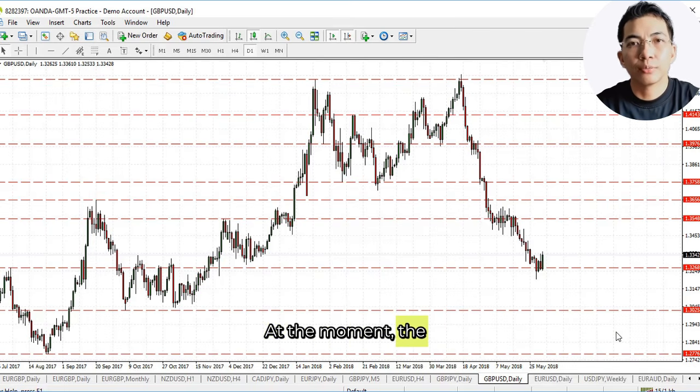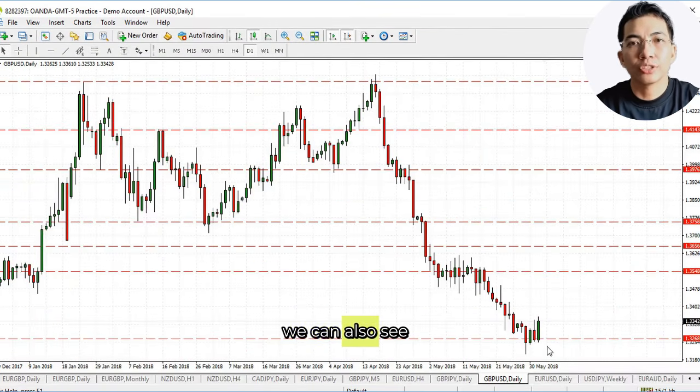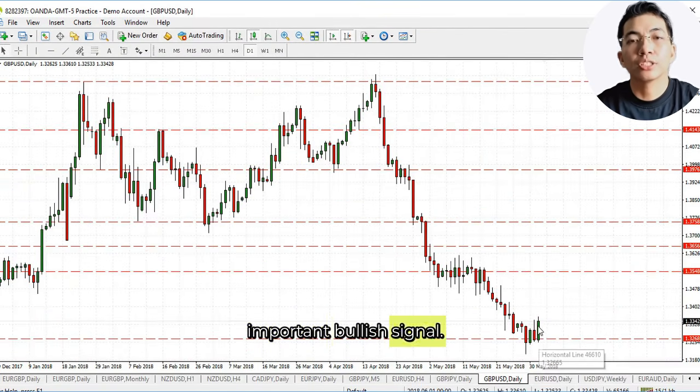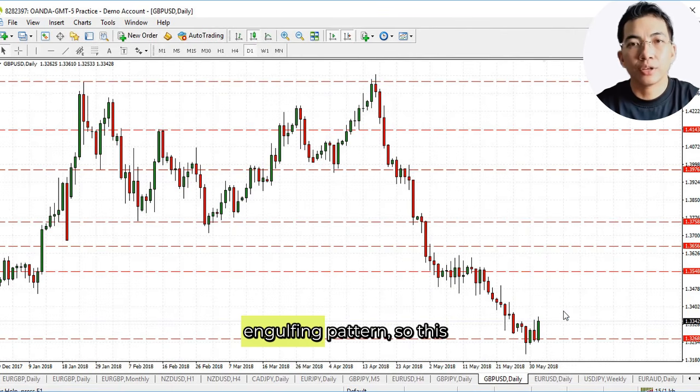At the moment, the price is close to an important support, and if we zoom in, we can also see that there is an important bullish signal. There is a bullish engulfing pattern, so this represents a great opportunity to enter a long trade.